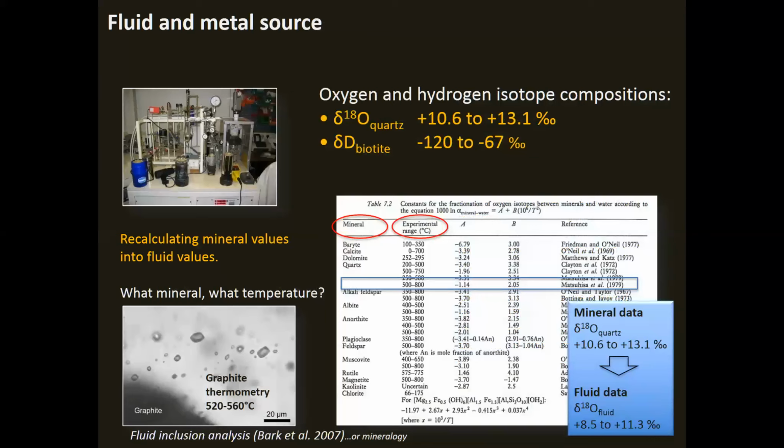So knowing our mineral, we're working with quartz, for instance, here, and we're at over 500 degrees centigrade here. So we will use, for instance, the Matsuhisa reference from 1979, calculating our data into fluid data. So the data that we get will land at plus 8.5 to plus 11.3 per mil. That is the oxygen data calculated from mineral to fluid.